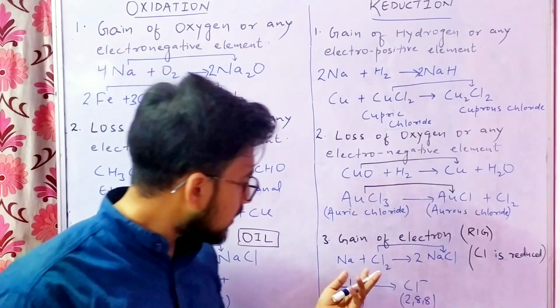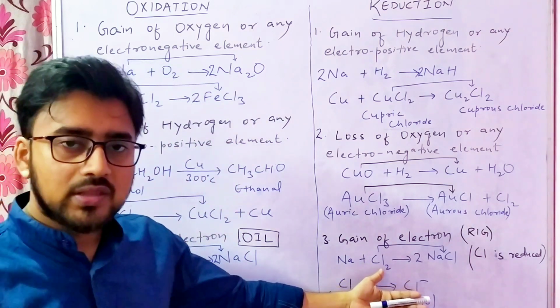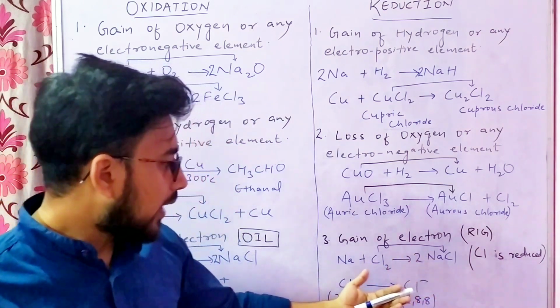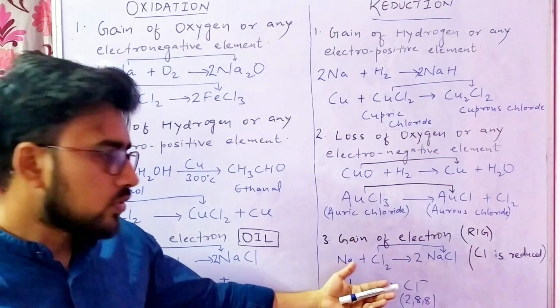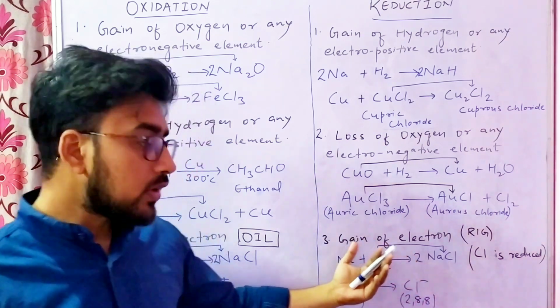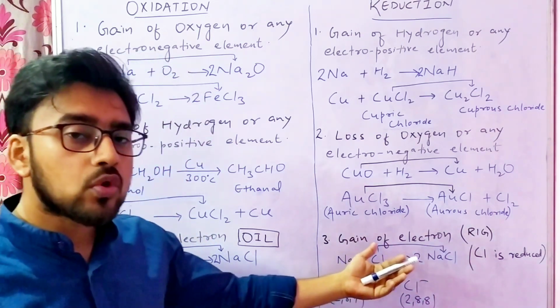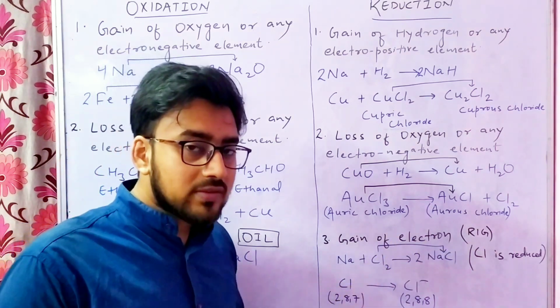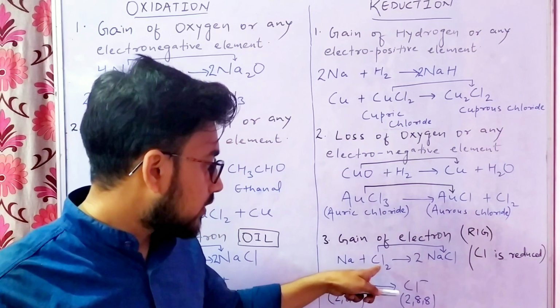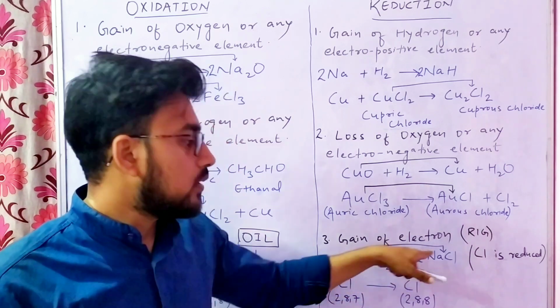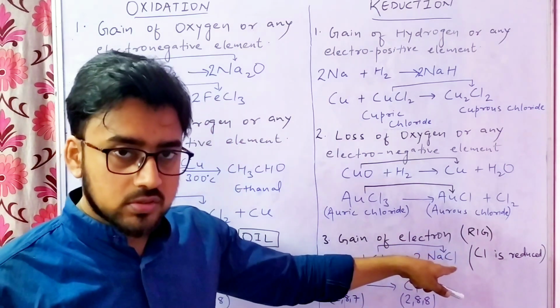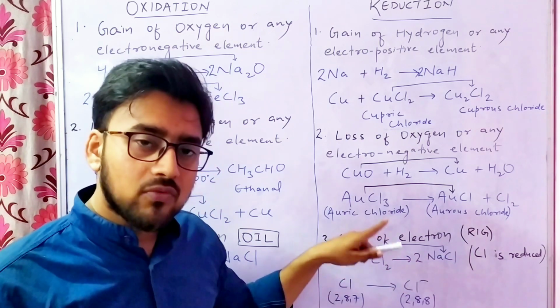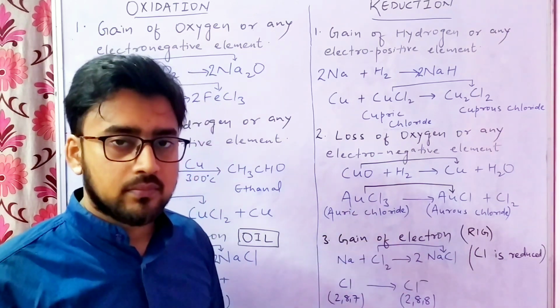So you can see here again, sodium plus chlorine gives NaCl. Sodium has one extra electron. Chlorine needs one electron. So sodium is giving the outermost electron to chlorine, and chlorine is gaining the electron from sodium. So you can say here that chlorine is reduced. Why? Because chlorine is gaining one electron from the sodium atom.